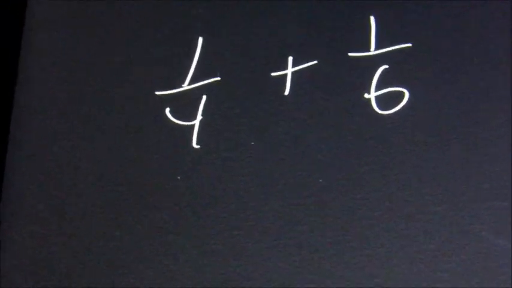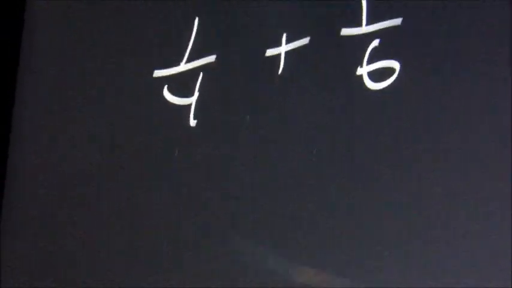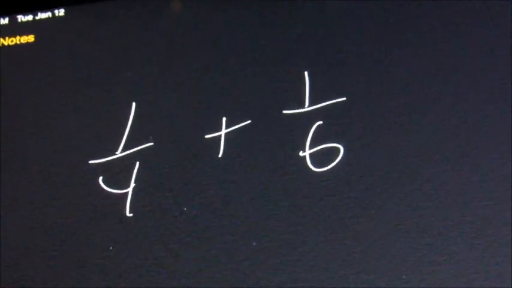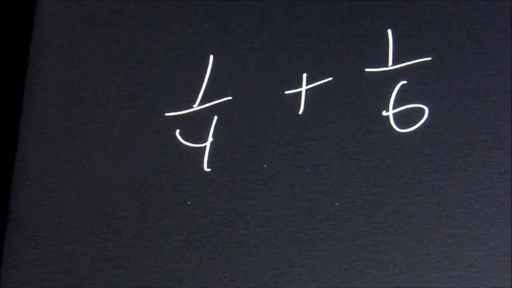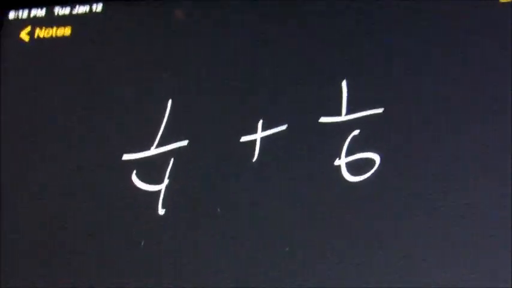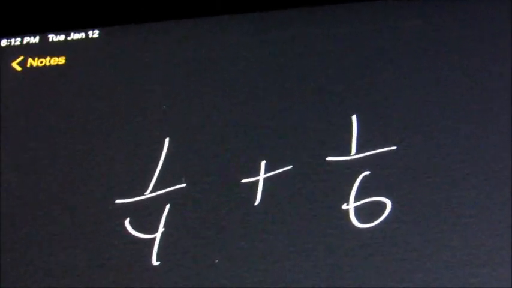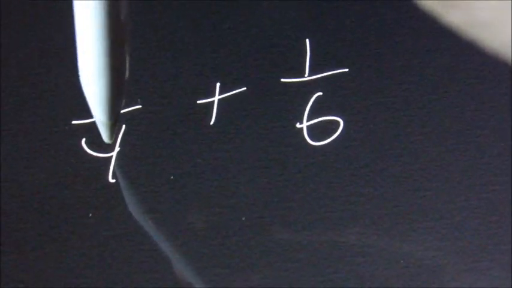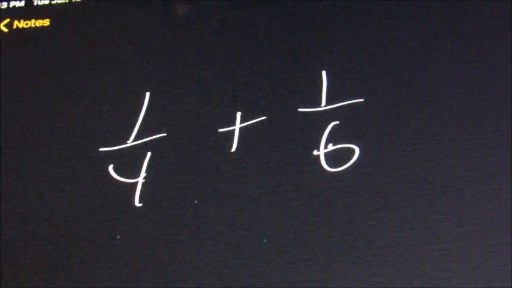4 won't go into 6. 6 times 2 is 12, and 4 will go into 12, but let's say that you don't want to spend the time finding the least common multiple and the least common denominator. You can always use just a common denominator. And a common denominator that will always work is when you multiply the two numbers to each other. So 4 times 6 is 24.